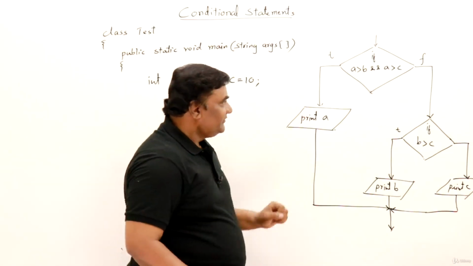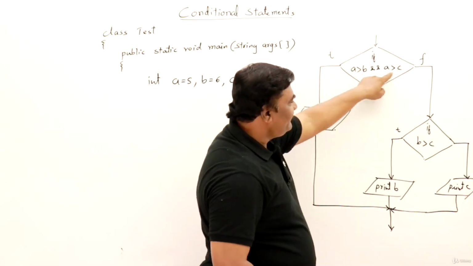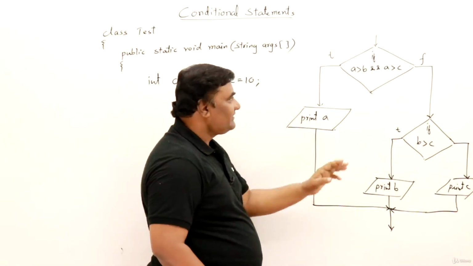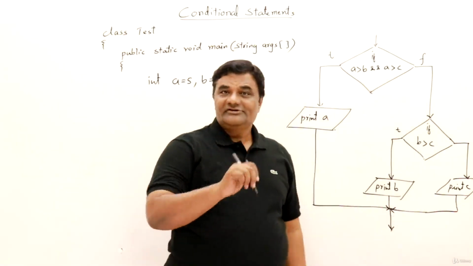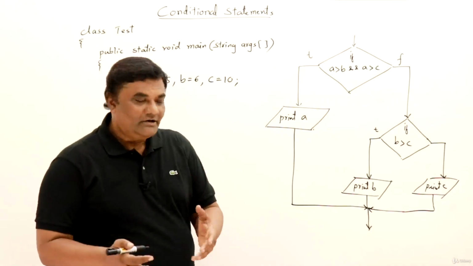So here is a flow chart showing. First check the condition. I have 3 numbers A, B, C. If A is greater than B as well as C, then A is greater. True, A is greater. False, you have 2 options. Either B is greater or C is greater. So we have 3 options.